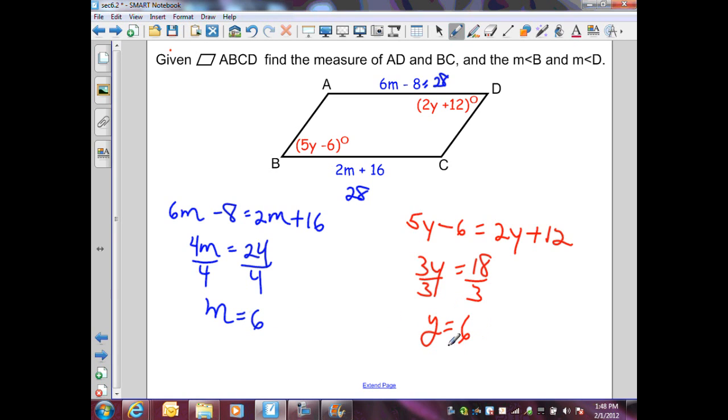But I need to find the measure of the angle, so I substitute back in 2y. 2 times 6 is 12. 12 plus 12 is 24. Therefore, angle D is 24 degrees. Angle B is 24 degrees.